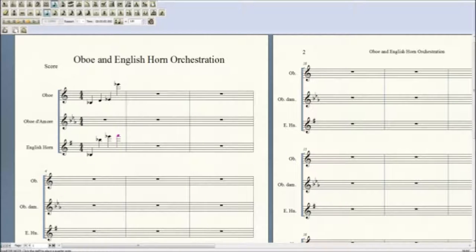As far as range, timbre, the quality of the sound goes and whatnot.